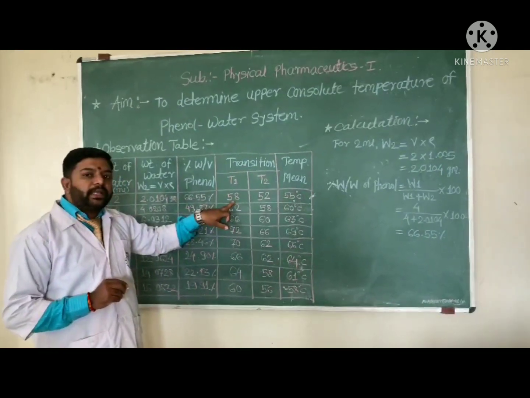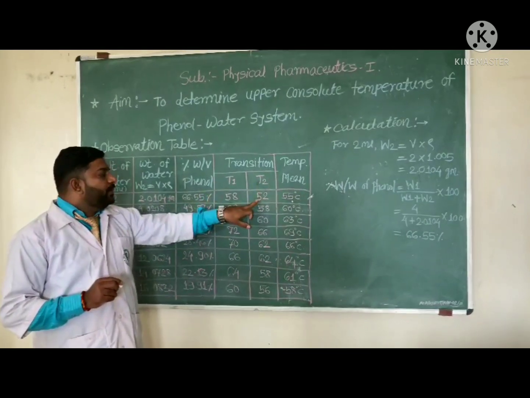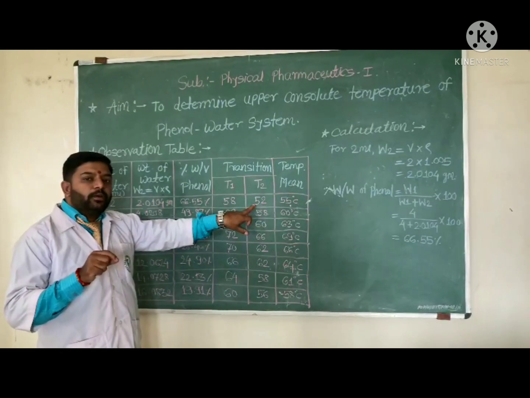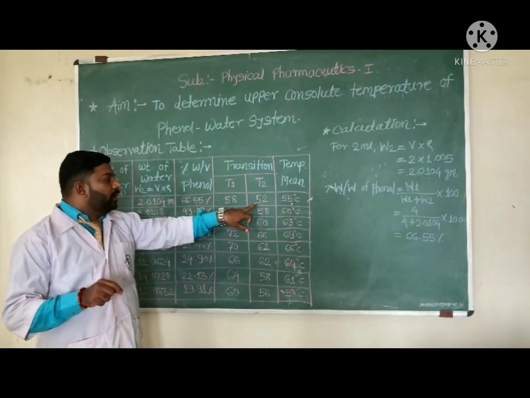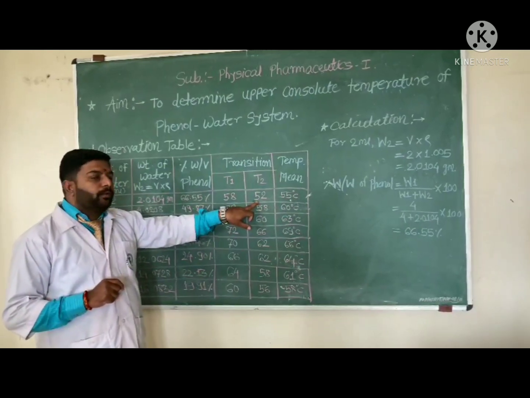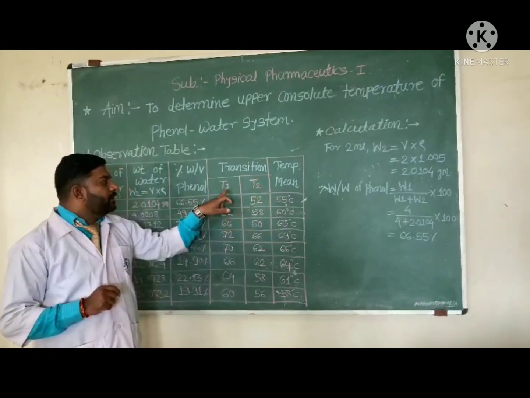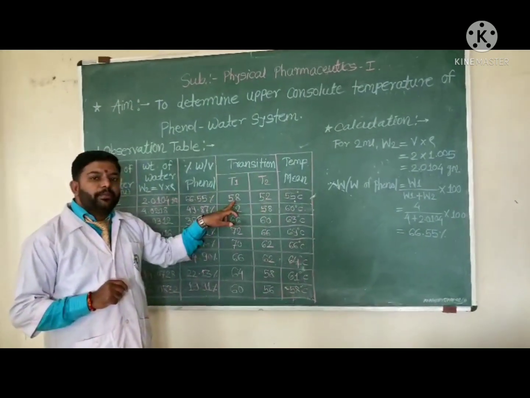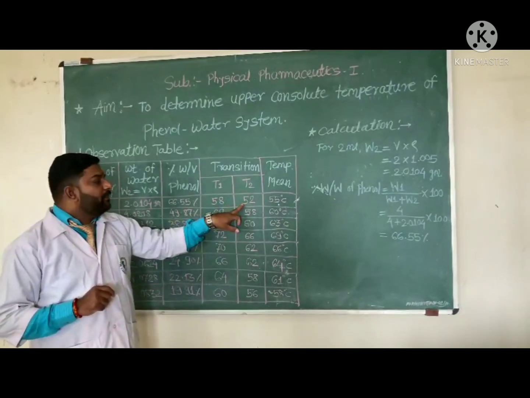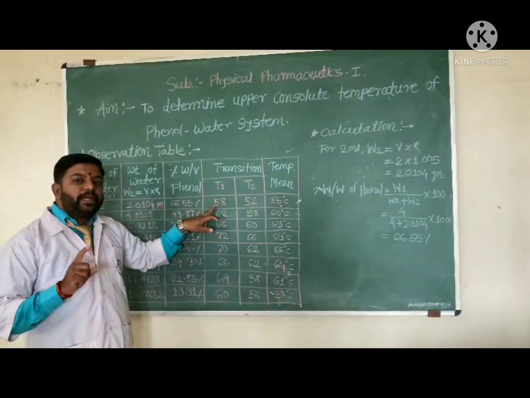We get the first reading as 58 degrees Celsius. T2 temperature is when we keep this test tube aside, or dip it in a cool water bath, and we get turbidity in that hard glass test tube. We get the second reading as 52. Then we take the mean of these two transition temperatures T1 and T2: 58 plus 52 divided by 2, we get 55 degrees Celsius.